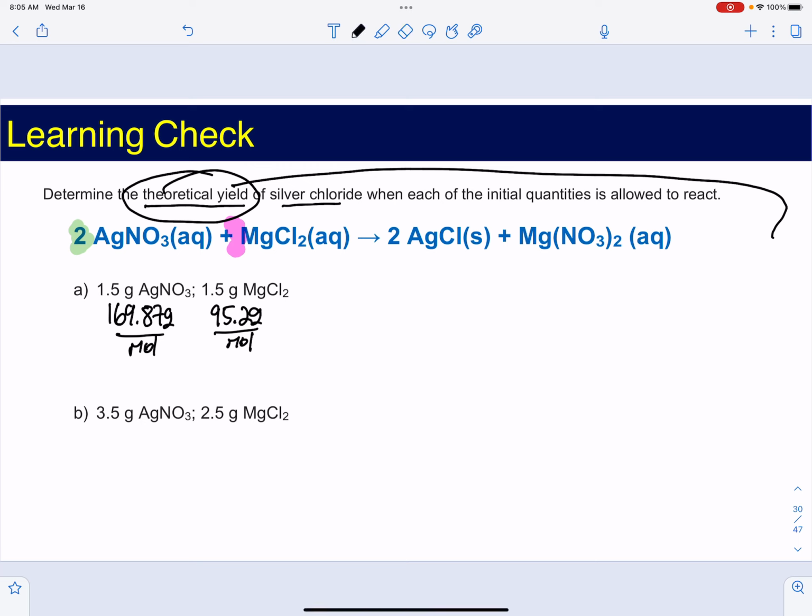So on the second problem, we're going to take 3.5 grams of silver nitrate. We're going to change that to moles of silver nitrate. Then we're going to change that to moles of silver chloride. And then we're going to change that to grams of silver chloride.